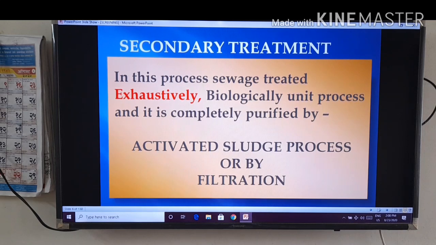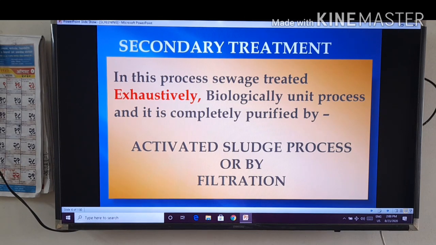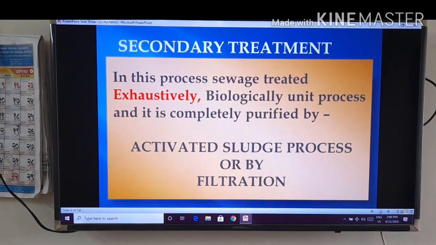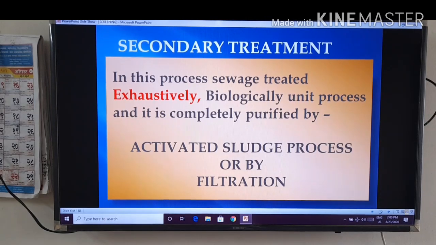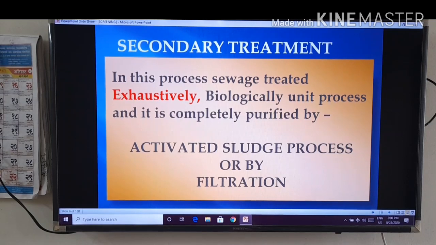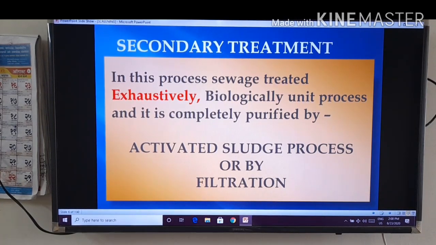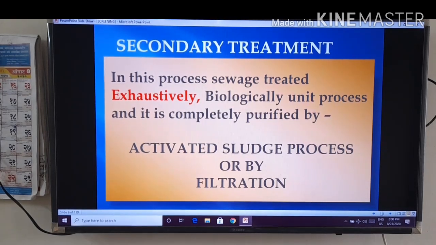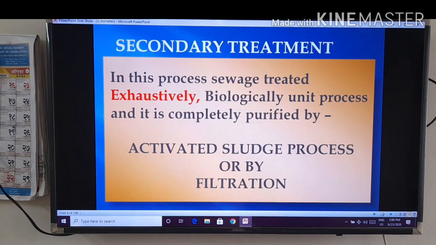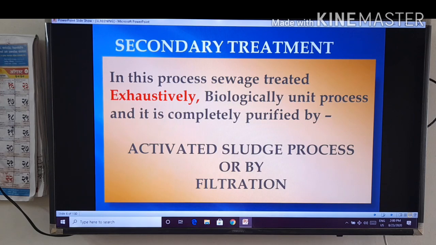In secondary treatment, in this process, sewage is treated exhaustively by a biological process, and it is completely purified by the activated sludge process or by filtration. That means in secondary treatment, we are concentrating on the activated sludge process or the filtration process.